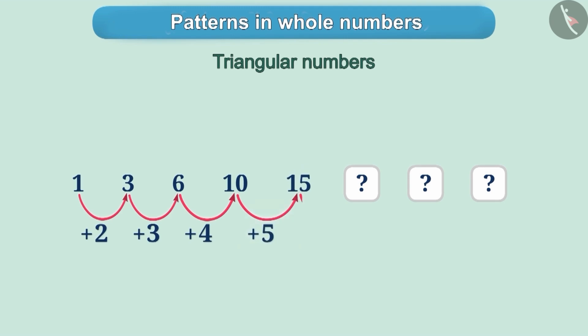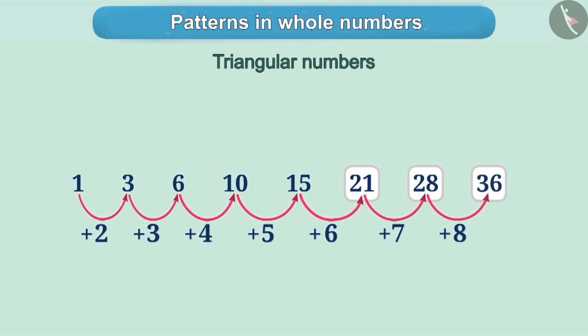Following the same pattern, adding 6 to 15 gives the number 21. Similarly, adding 7 to 21 gives 28. And adding 8 to 28 gives 36. Let's consider one more pattern.